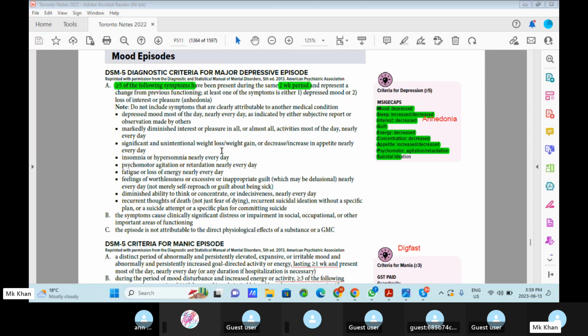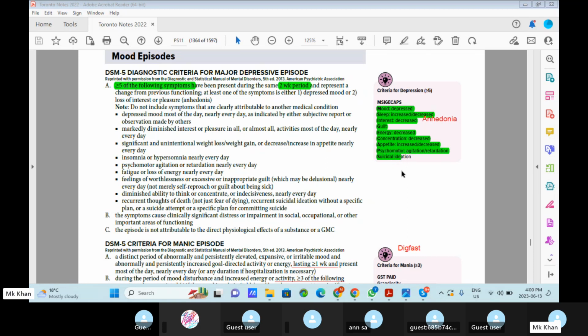So this is the famous one, SIG E CAPS, to diagnose major depressive disorder. So what is SIG E CAPS? The first one is mood: the patient's mood is depressed. The second is sleep, which can be increased or decreased, both. Then interest is decreased. G is for guilt. E is for energy, which is decreased. C is for concentration, which is decreased. Then appetite, so sleep and appetite can be increased or decreased, both. P is psychomotor agitation or retardation. And the last one is suicidal ideation.